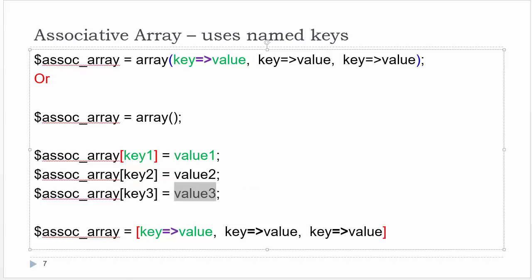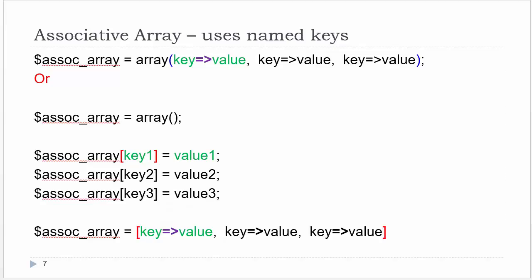Again, in PHP 5.4, we have the shortcut where we can eliminate the need to use this array object by just declaring our variable and then assigning the key value pairs inside our brackets. So let's take a look at how we might loop through this associative array.